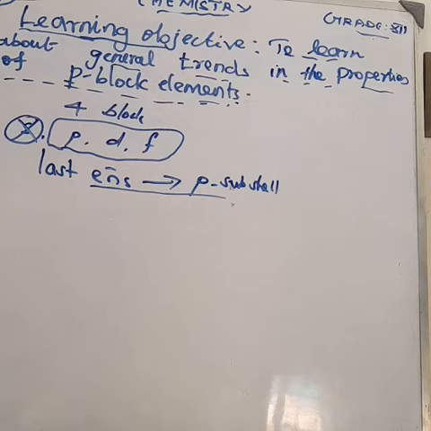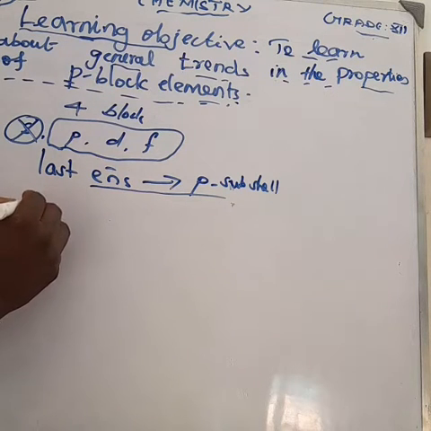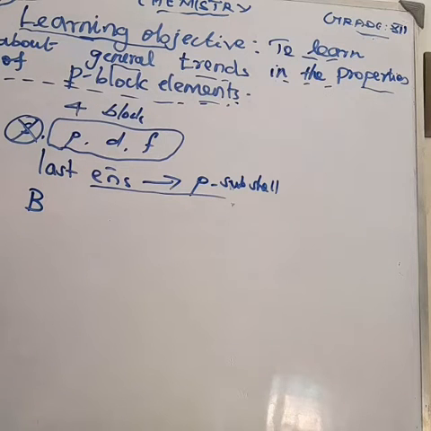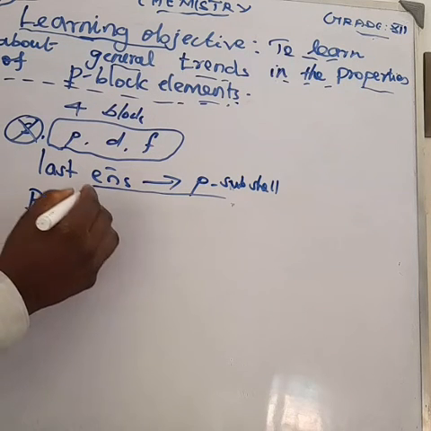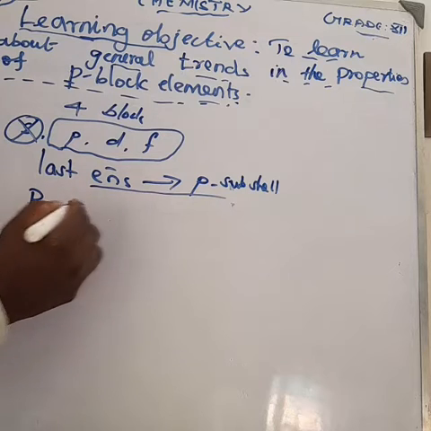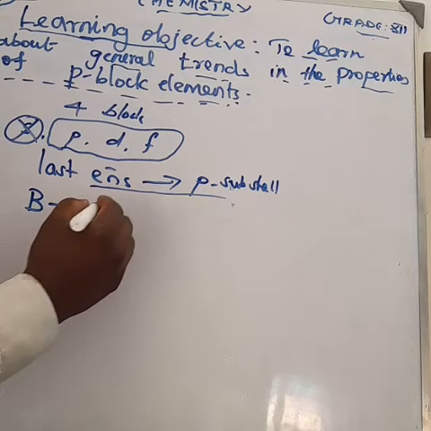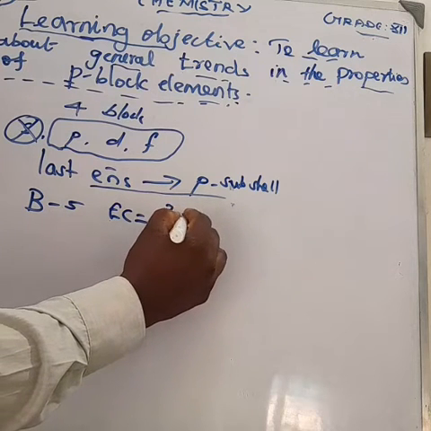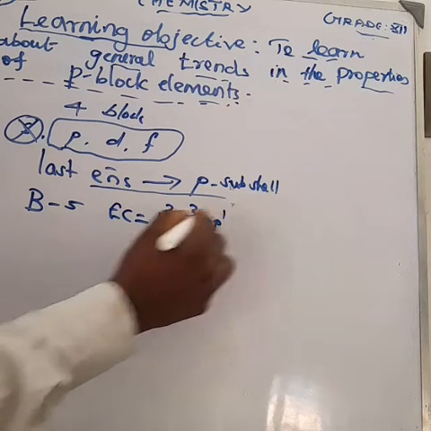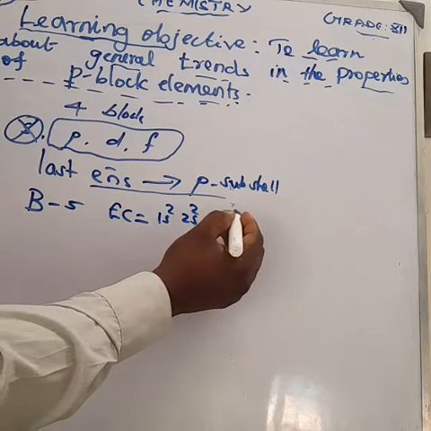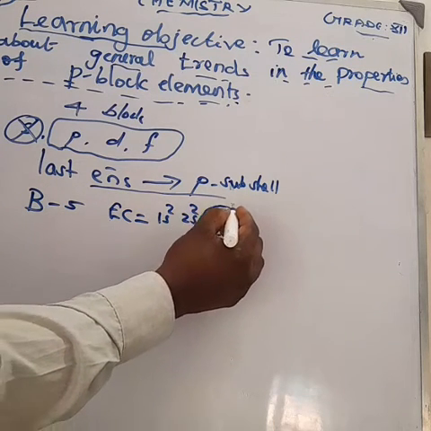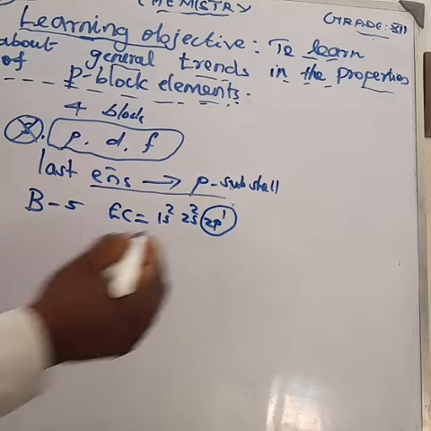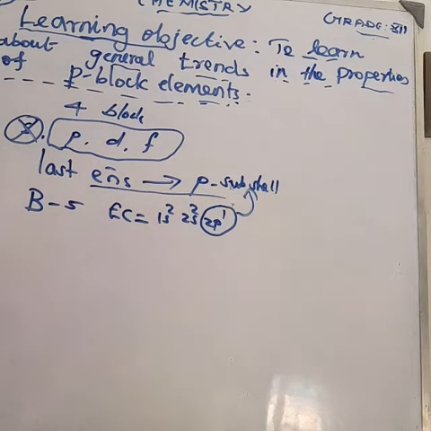For example, the first one I am taking is the boron atom. What is the atomic number of boron? The atomic number of boron is 5. Am I right? How will you write the electronic configuration? EC is equal to 1s2, 2s2, 2p1. Okay, here the last electron enters where? The P subshell. So they are called P block elements.